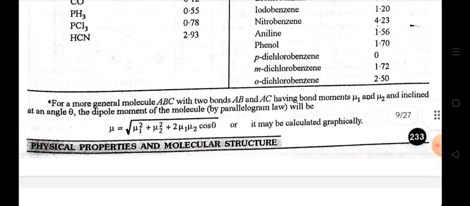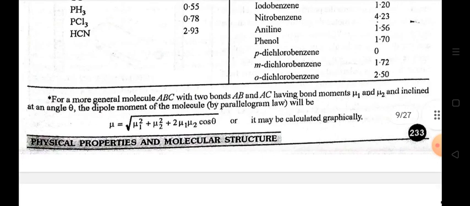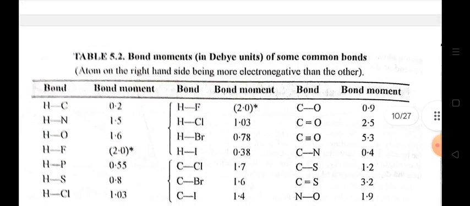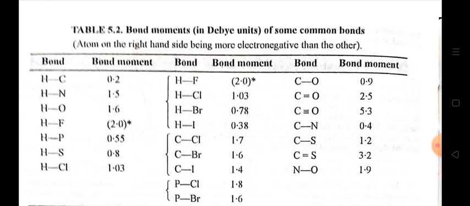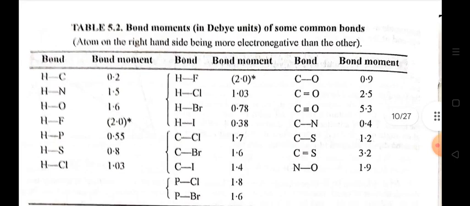For a more general molecule ABC with two bonds AB and AC having bond moments mu1 and mu2 inclined at an angle theta, the dipole moment of the molecule by the parallelogram law will be mu = √(mu1² + mu2² + 2 mu1 mu2 cos theta), or it may be calculated graphically. Table 5.2: bond moments in debye units of some common bonds.